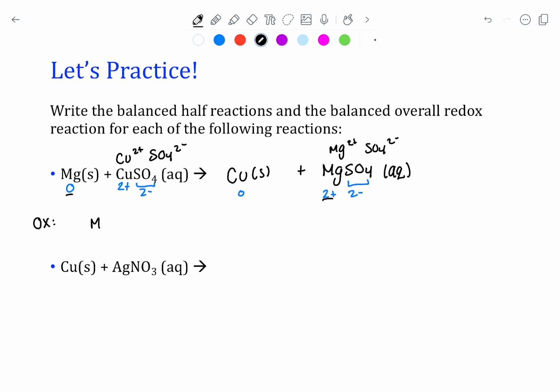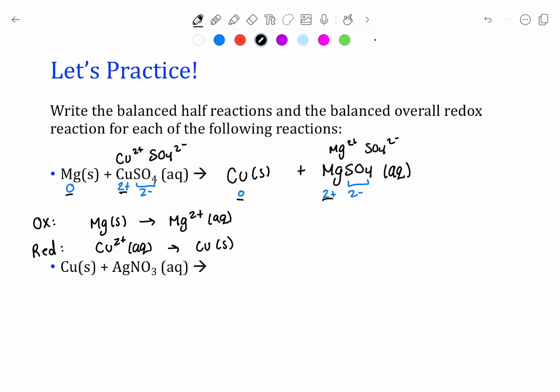So we have magnesium solid goes to magnesium 2 plus aqueous. And then reduction would be copper. See, we went from 2 plus to 0, so we reduced our oxidation number. We made it more negative. So we went from copper 2 plus aqueous goes to copper solid. Okay, so those are our two half reactions.